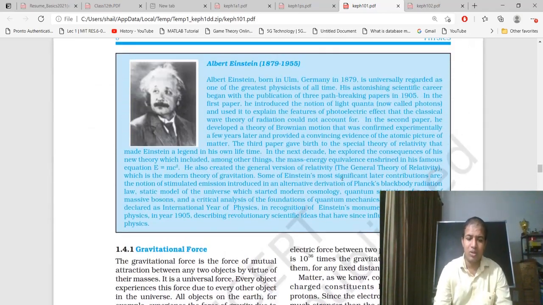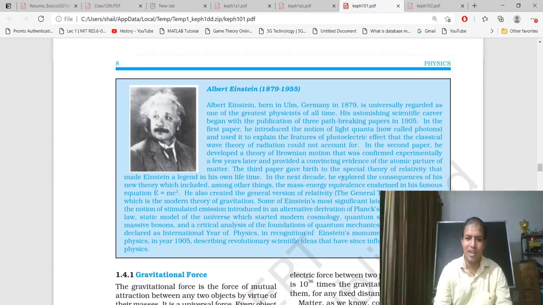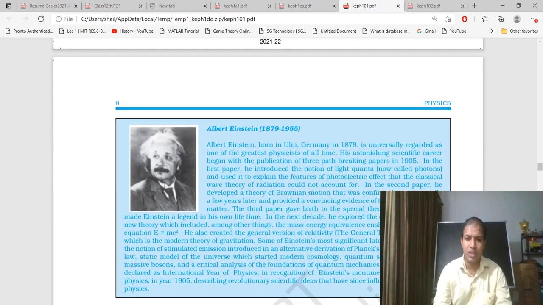Before going to the fundamental forces, I will first read a little bit of the biography of this man, Albert Einstein.